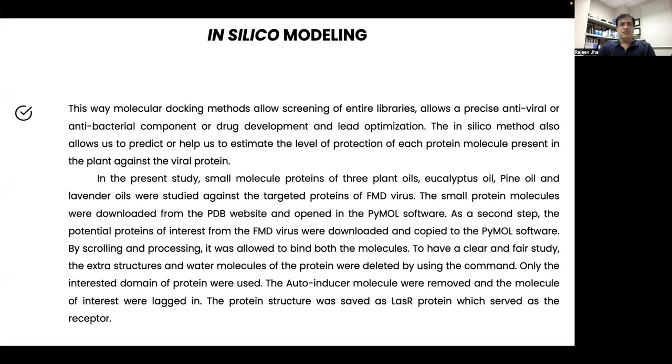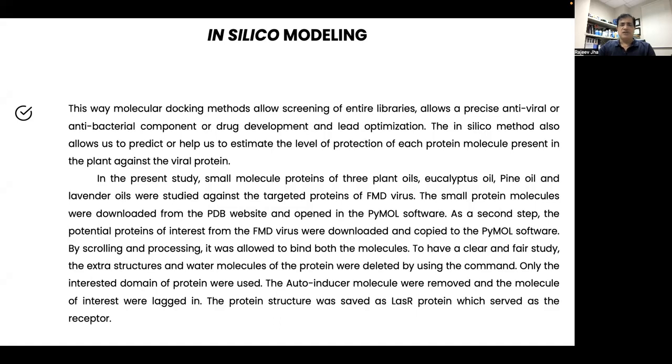In silico modeling, this molecular docking method allows screening of entire libraries, allows a precise antiviral, antibacterial component or drug development, and lead optimization. The in silico method also helps us to estimate the level of protection of each protein molecule present in the plant against the viral protein.